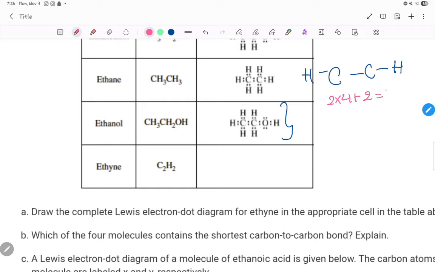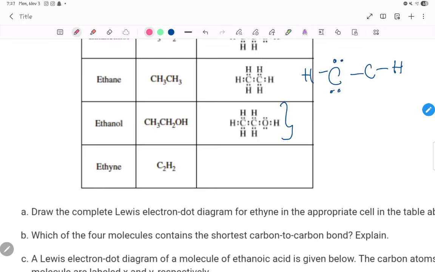10, subtract from it 1, 2, 3, 6. We are left with 4. Divided by 2, that's what? 2 lone pairs. And remember that hydrogen never gets a lone pair. So what will take the lone pair? The carbon. We'll have a carbon over here taking this lone pair and this lone pair as well. Now you need to check if everything completes the octet and duplet.